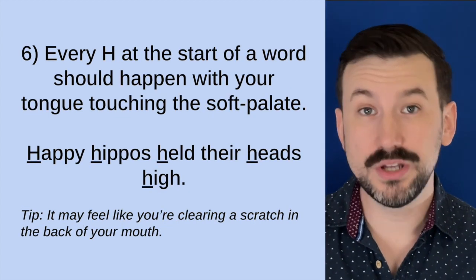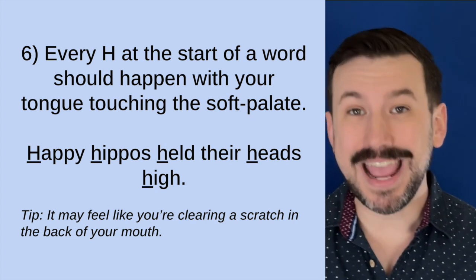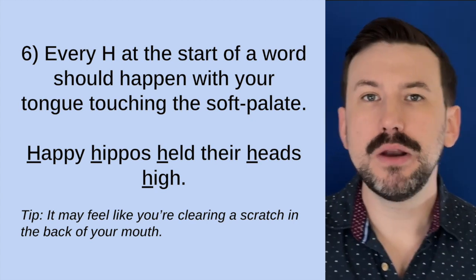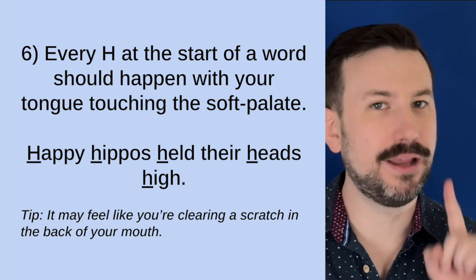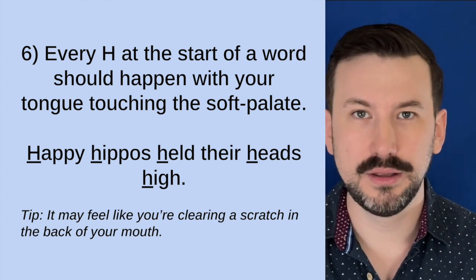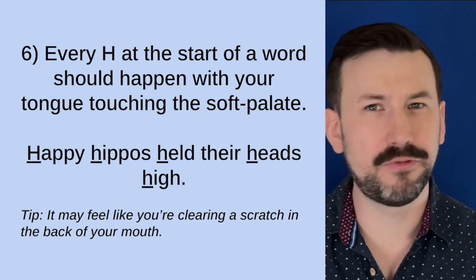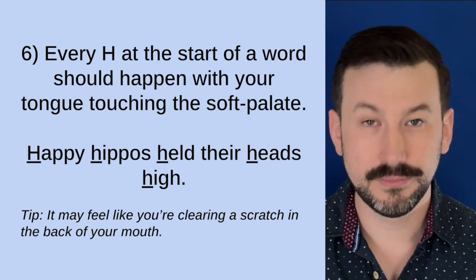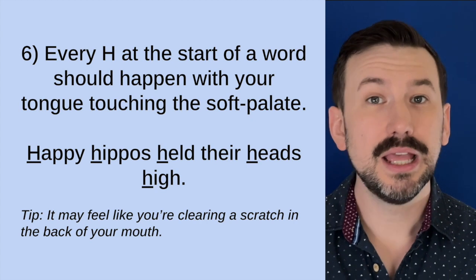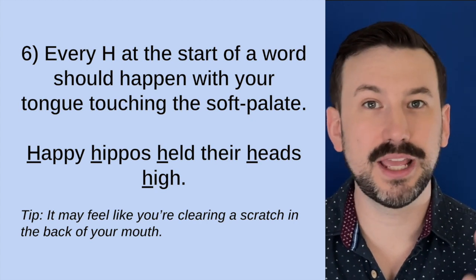For our last one-to-one sound shift, every H at the start of a word should happen with your tongue touching the soft palate in the back of the mouth. To me, it feels like a cat hissing or clearing phlegm from the back of your mouth. Here's a tongue twister. Happy hippos held their heads high.